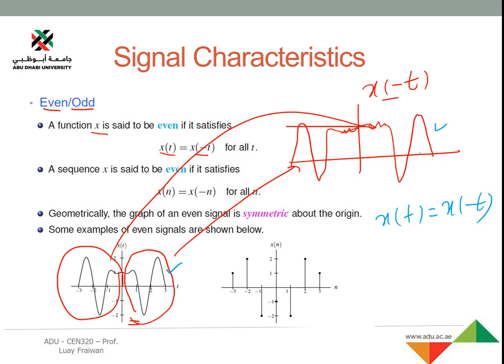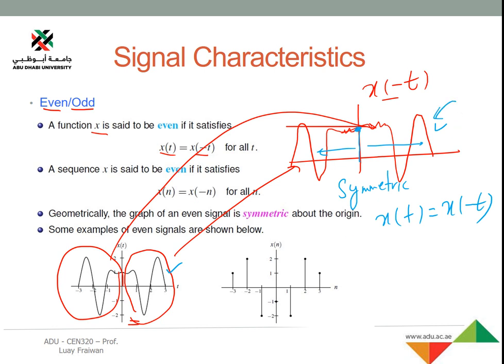So if a signal has such a symmetric form, where around the origin it has the same shape on this side and this side, and if we take its time reversal we get the same signal, such a signal is called an even signal. So this is the example of the continuous time signal.